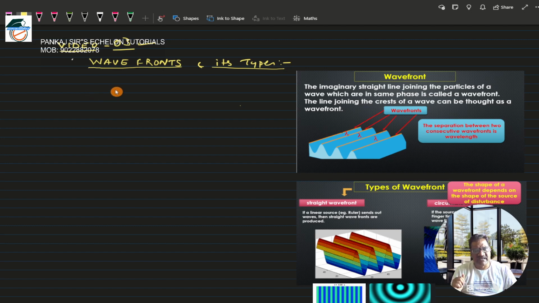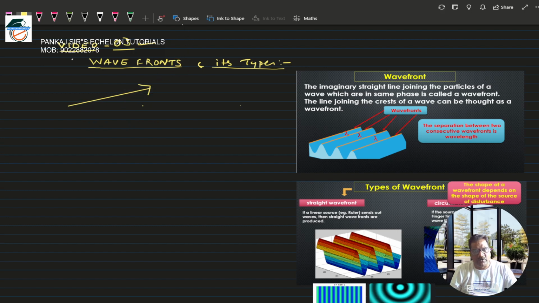Any wave in general, and in particular the light wave, we always show with the help of a ray. Suppose you want to show light moving from one direction to another, you draw just a ray and show that this is the direction of the light. But this is only a single line telling you this is a beam of light, or the direction in which it is traveling. Actually speaking, the light is traveling in the form of a wave. So what is a wavefront?